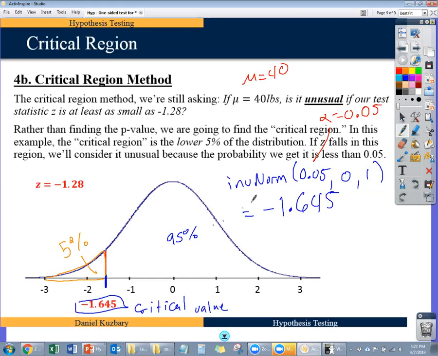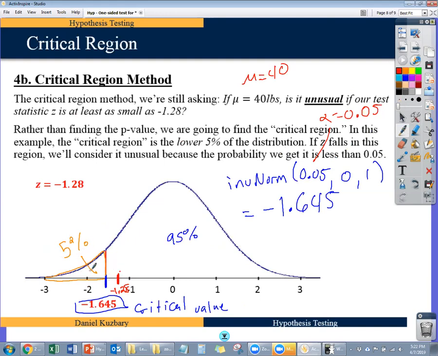Let's put the test statistic on the map now. So this blue line is negative 1.645. My test statistic ends up being to the right of that, negative 1.28. In other words, it's not in this lower 5%. So it's not unusual. Okay, so this is how the method works.